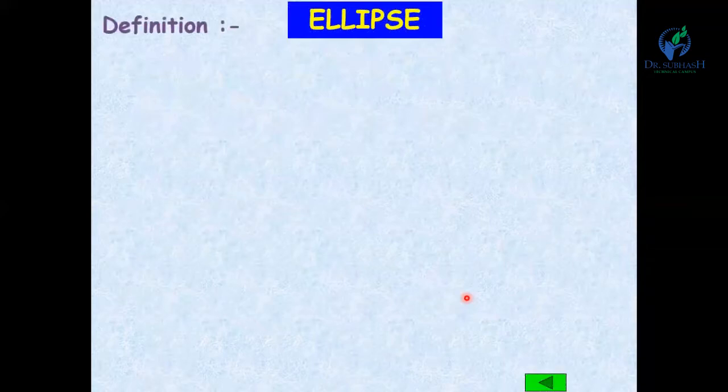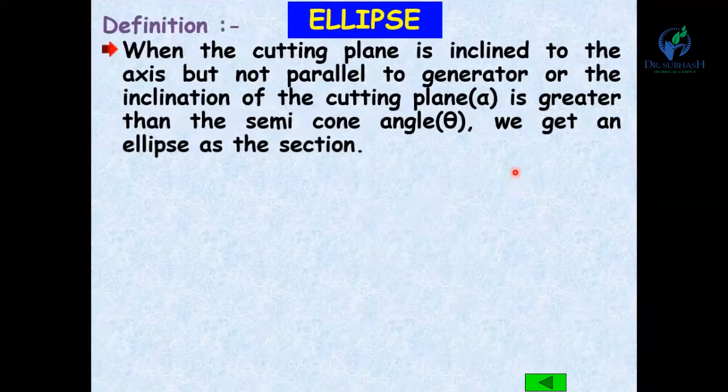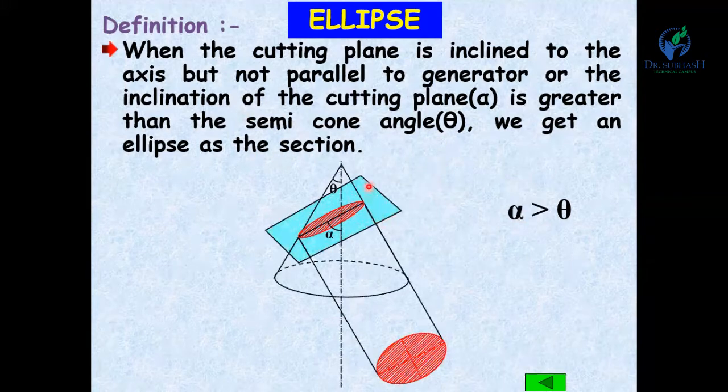Ellipse. When the cutting plane is inclined to the axis but not parallel to the generator, or the inclination of the cutting plane is greater than the semicone angle, we get an ellipse as a section. Now here in this case, the inclination of the cutting plane, which is alpha, is greater than the semicone angle theta. You can see this cutting plane is inclined to the axis at angle alpha, and theta is the semicone angle. In this case, if alpha is greater than theta, then you will get an ellipse as a curve.